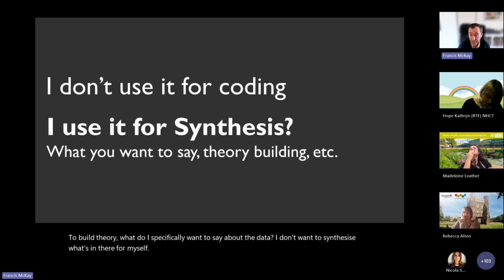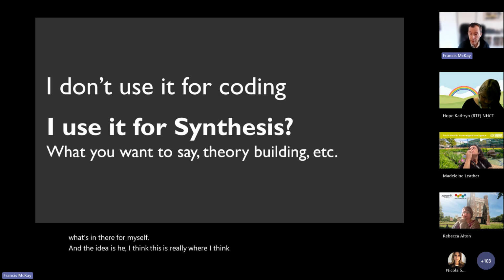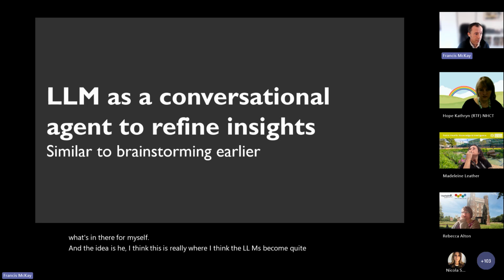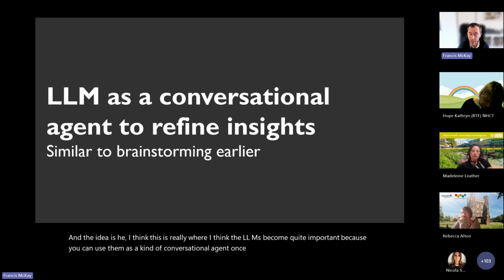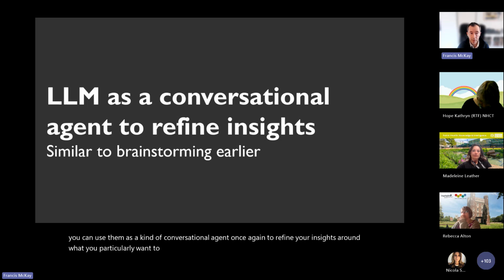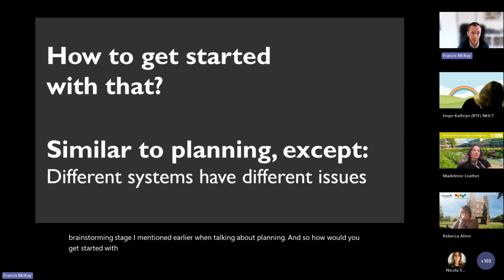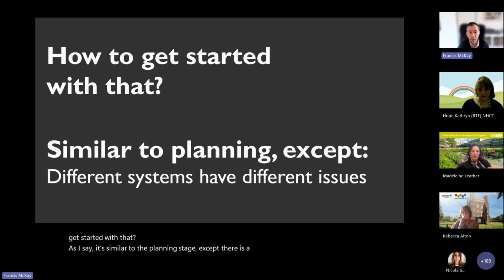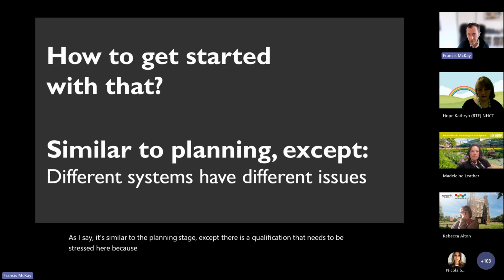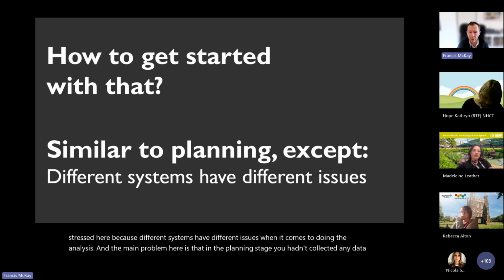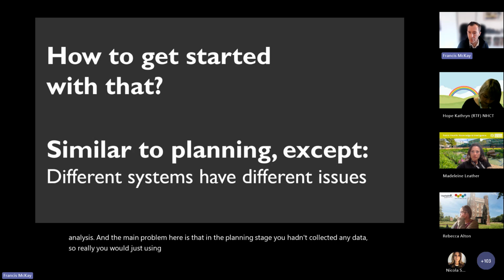And the idea is, I think this is really where the LLMs become quite important, because you can use them as a kind of conversational agent once again to refine your insights around what you particularly want to say about the subject matter. And it would be similar to the brainstorming stage I mentioned earlier when talking about planning. And so how would you get started with that? Well, as I say, it's similar to the planning stage, except there is a qualification that needs to be stressed here, because different systems have different issues when it comes to doing the analysis. And the main problem here is that in the planning stage, you hadn't collected any data. So really, you were just using the data that's already out there and available, i.e.